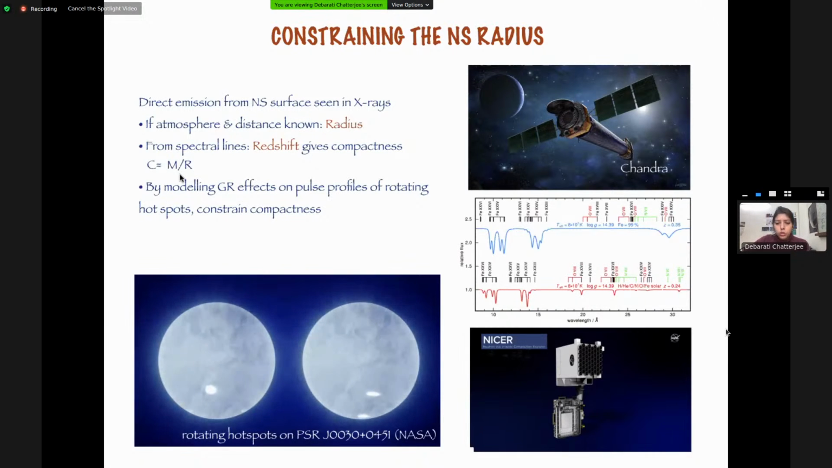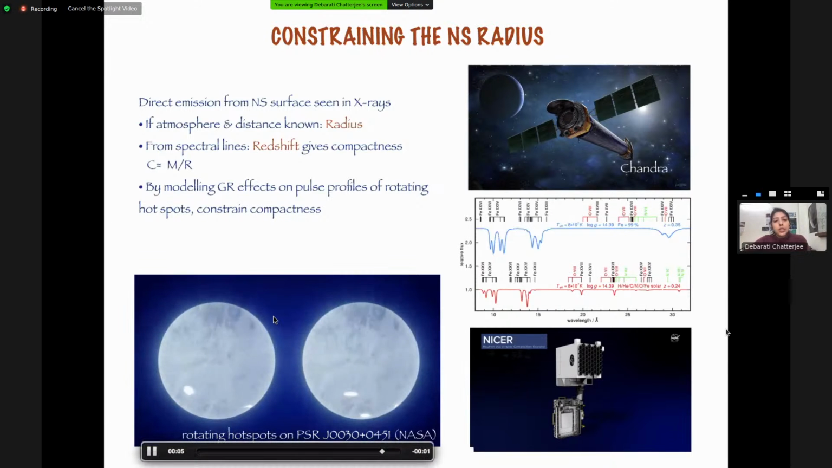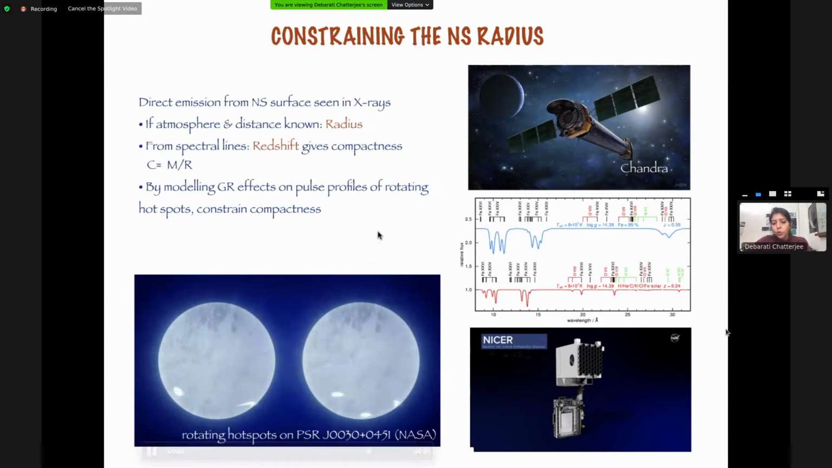And this is with the launch of the recent mission called the NICER mission, the Neutron Star Interior Composition Explorer, which was launched last year. It has already started giving us interesting constraints. This is done by modeling general relativistic effects on pulse profiles of rotating hotspots in neutron stars. This also gives us the redshift, and therefore it has started giving us some constraints on the radius. Hopefully in the near future, we will have much better constraints on the radius, and therefore also a better understanding of the interior composition of neutron stars.